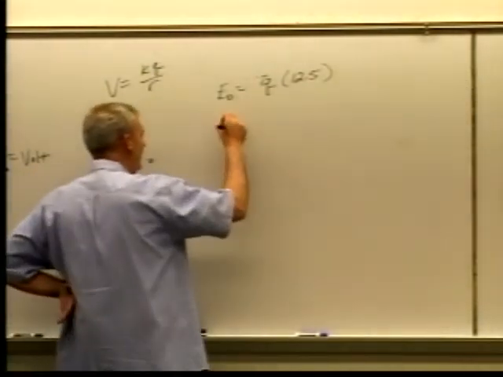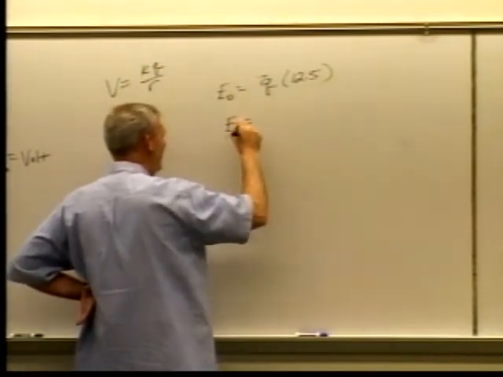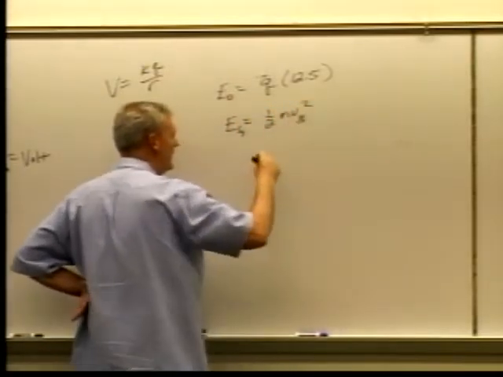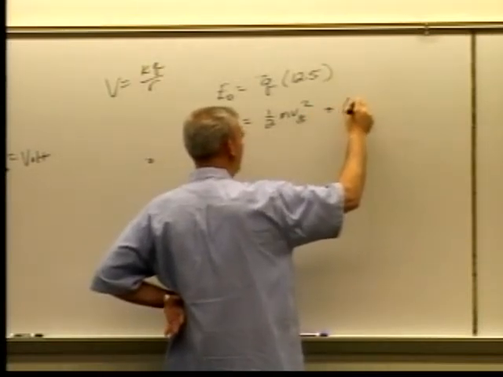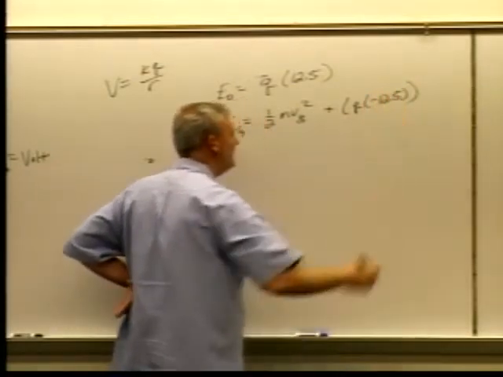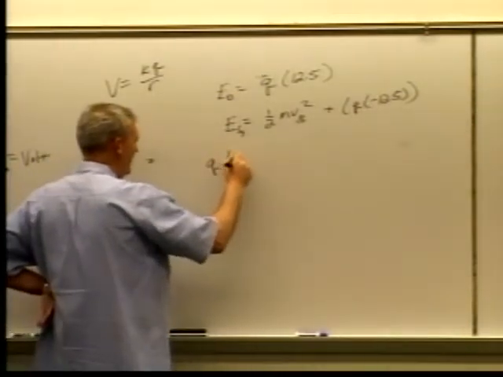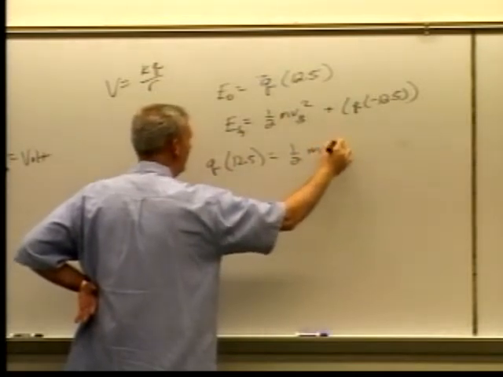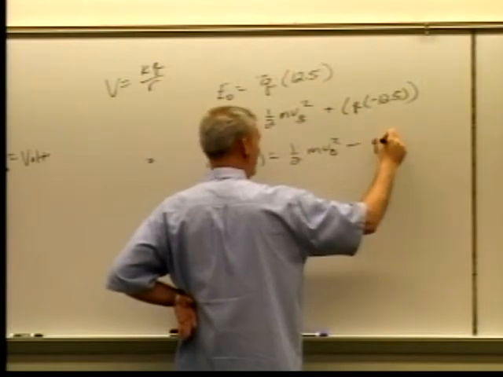E final is equal to 1/2 mvb squared plus q times negative 12.5. Right? So let's set these two equal: q times 12.5 equals 1/2 mvb squared minus q times 12.5.